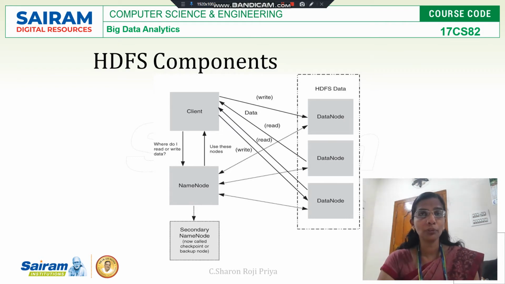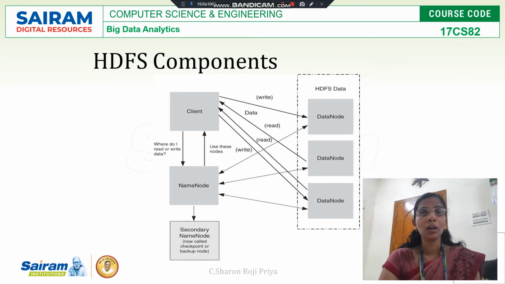Suppose your name node fails, the secondary name node will not take the place of the name node. It won't be upgraded into the name node. No, the purpose of the secondary name node is just to monitor the name node.